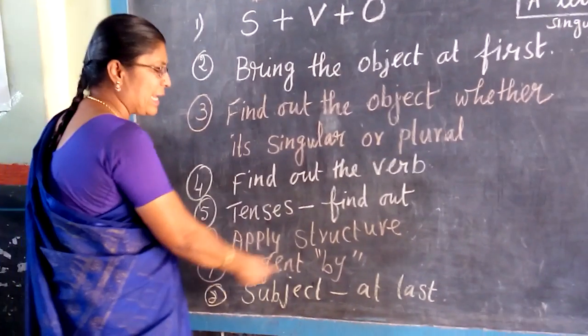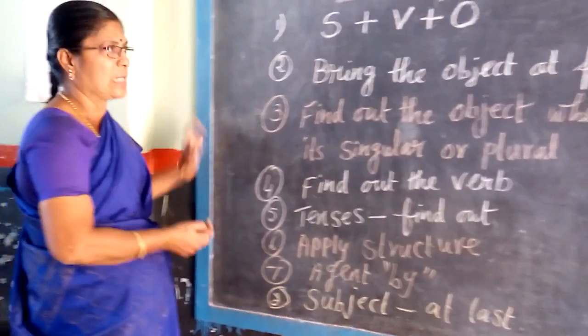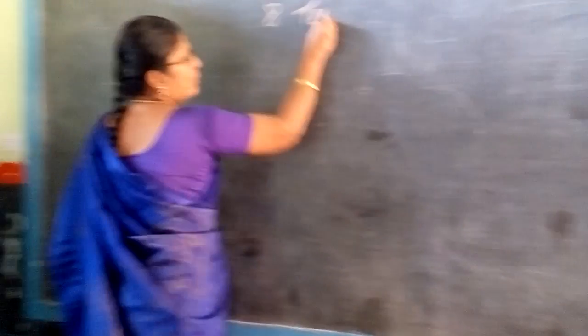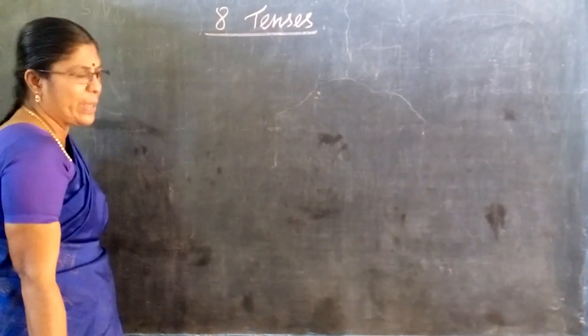Then take the agent by. Then take the subject at last. So what is the structure for the tenses? I told only 8 tenses. Only how many tenses? 8 tenses. You can change from active to passive.